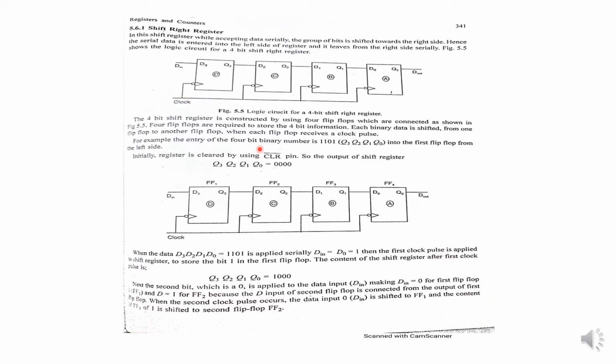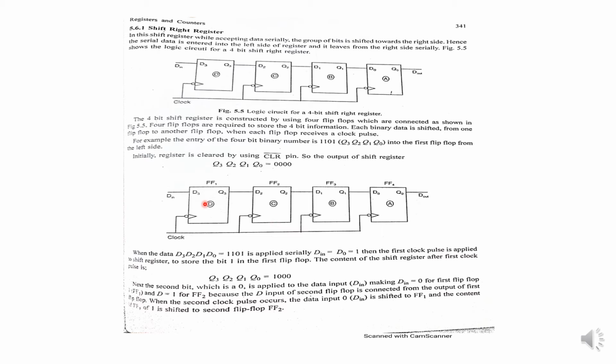Here they have taken the example 1101, meaning we have to store this data 1101. That means Q3 must be 1, Q2 must be 1, Q1 must be 0, and Q0 must be 1. Don't be confused with the sequence, please: 1101. Now look here. First of all, initially the register is cleared by using the clear pin, so there is no data. All the flip flops have 0 0 0 0.